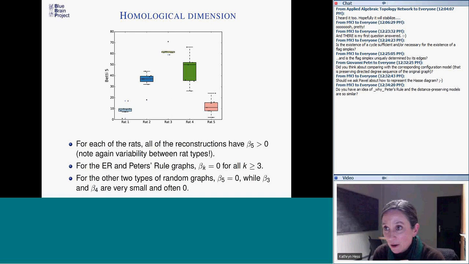To conclude this discussion of homological dimension, I'd like to point out that if you look at the flag complexes coming from Renyi or from Peter's rule, then the homological dimension is in fact 2 and 5, so it's a lot less complex structure. The other types of random graphs that were a little more biological, perhaps, have at most homological dimension 4, but if they do have some, it's very, very little. Just like the dimension is maybe 2 or 3 or something like that. So those are also much less complex in structure.